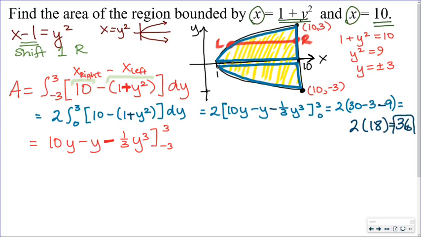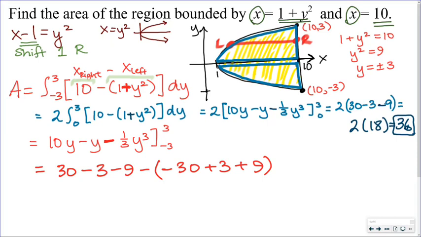Okay, that feels better. And just to confirm, we get the same thing. I could show you we're going to get the same thing over here, which is 30 minus 3 minus 9. And then I'm going to have the opposite sign on everything here. So this is going to be minus negative 30 plus 3 plus 9. And so I'm going to have, what is that, 60 minus 6 minus 18.